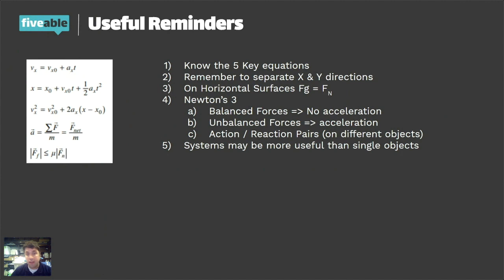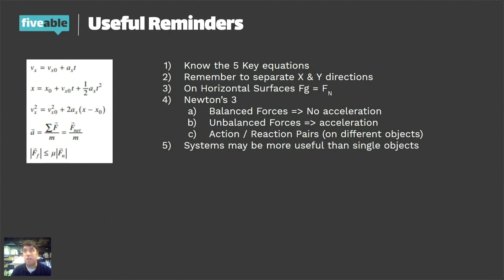Third big thing, forces stuff. I know we spent a while talking about forces already, but on horizontal surfaces, the downward force of gravity should equal the normal force going up, as long as we don't have any other angles or other stuff like that going on. That'll be useful when we're doing friction stuff as well.